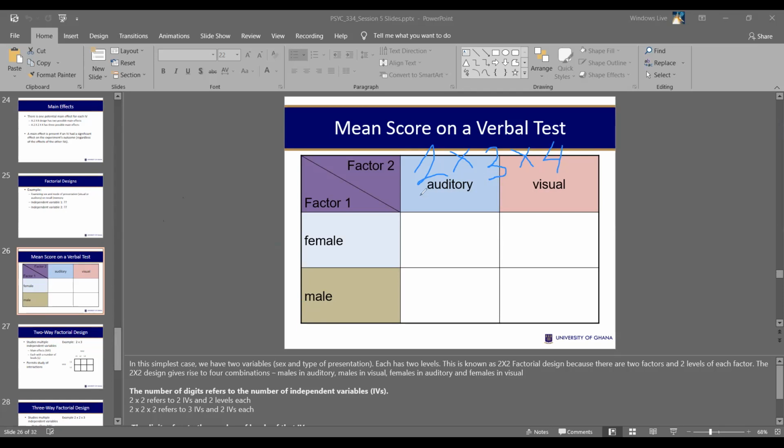Because I told you, the 2 stands for IV number 1. Then the 3 stands for IV number 2. Then the 4 stands for IV number 3. So it means we have 3 main IVs. Then under each IV, IV number 1 has 2 levels. IV number 2 has 3 levels. Then IV number 3 has 4 different levels or 4 different groups.